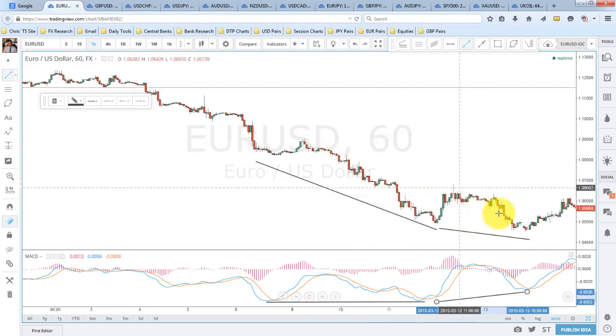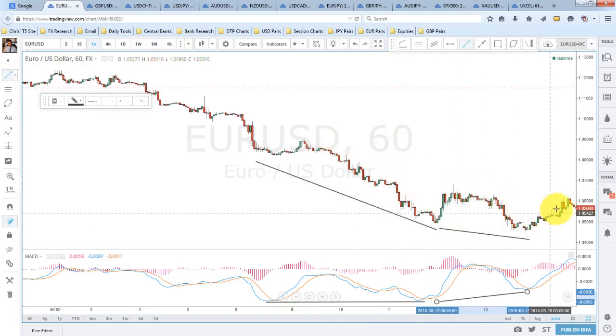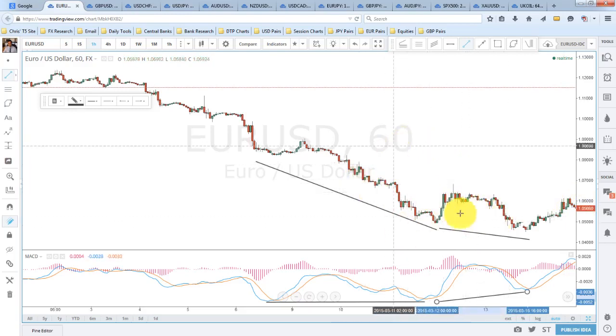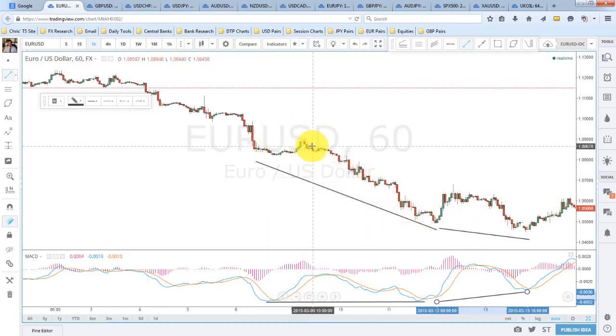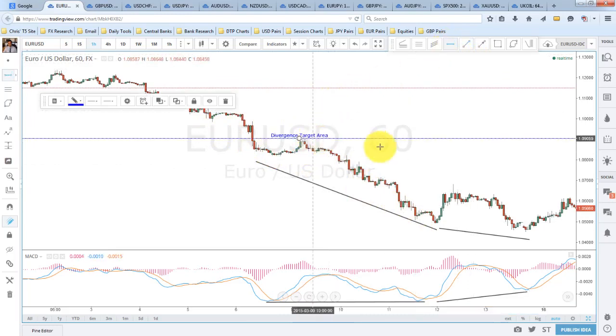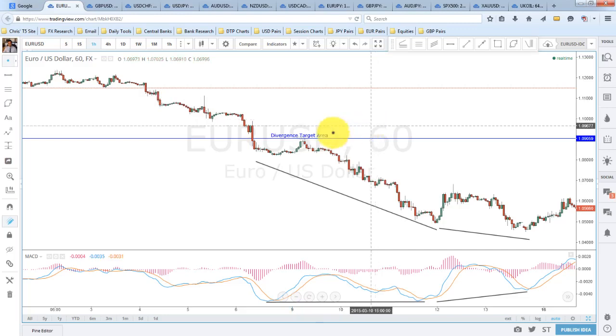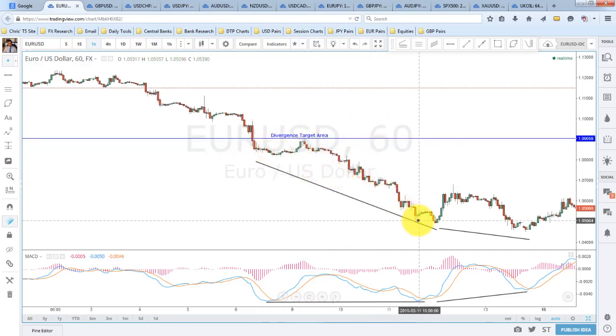What I want to isolate here is, once we see price start to rally in this divergence, with price qualifying it, we're going to isolate that high point between the points that diverged. That level is right here. Here's the divergence target area. Basically, this is the high point between the points that diverged, and that's where we'll look for price to come and test.